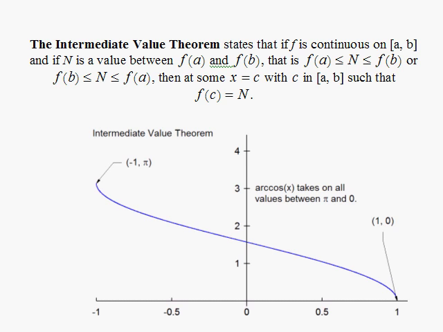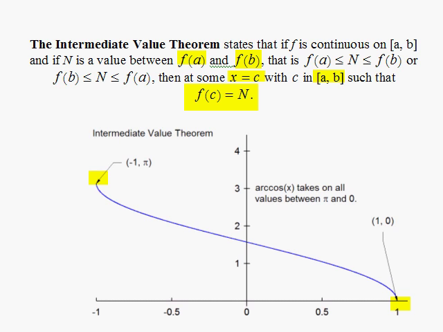And now let's look at the endpoints. So f of a is the value that the function takes on at one endpoint, and f of b is the value the function takes on at another endpoint. Then if n is any value between those two numbers, then there is some value of x within a, b such that the function is actually equal to that number.